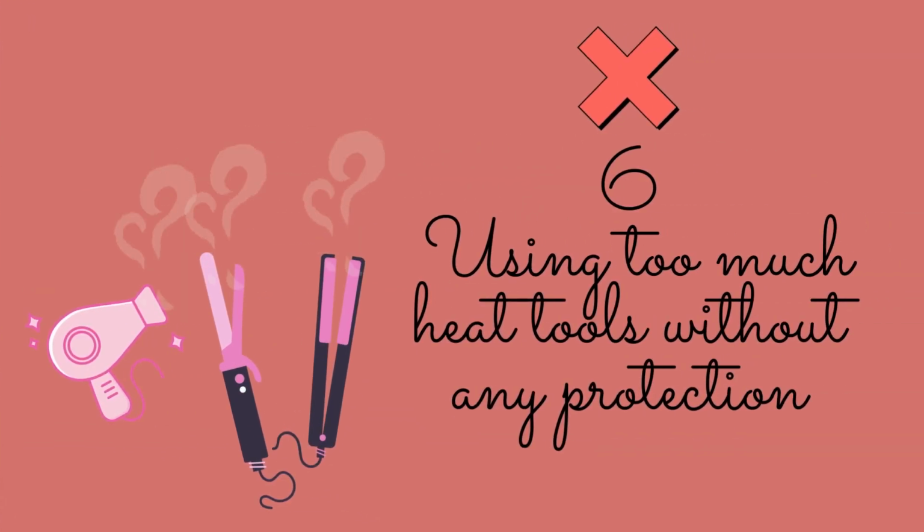Habit number 6: overdoing it with heat tools. Tools like blow dryers, flat irons, and curling irons can lead to damage and breakage. They really affect the cuticle and the cortex of the hair when you do not use any protection for your hair when using them, and if you are overusing them.